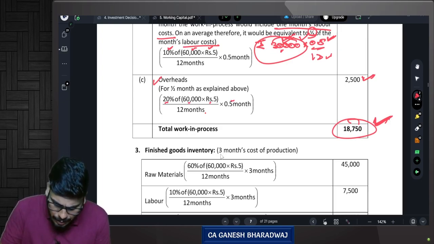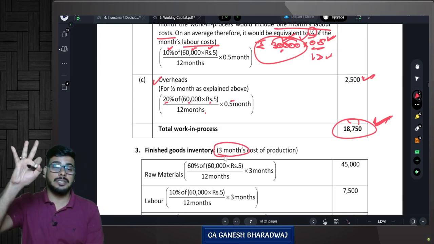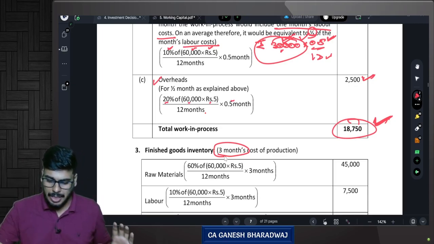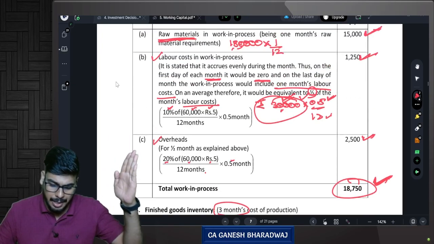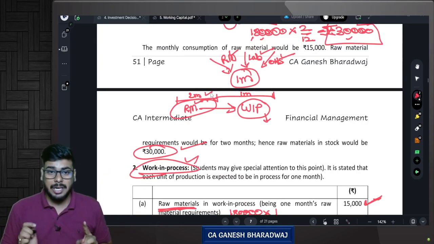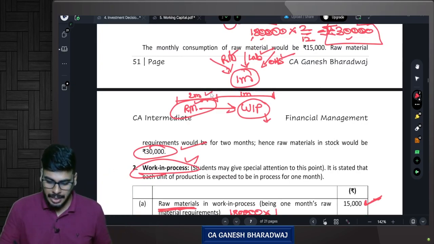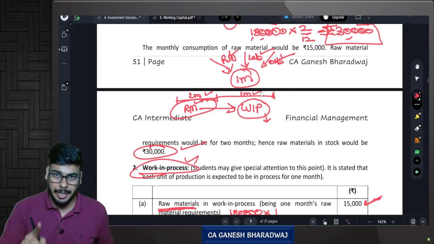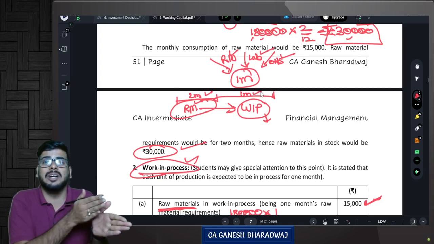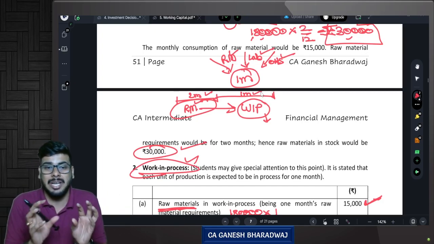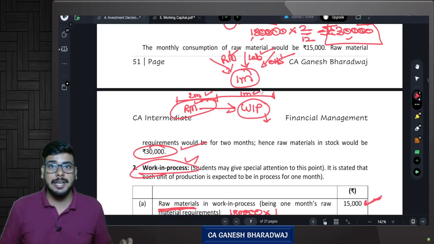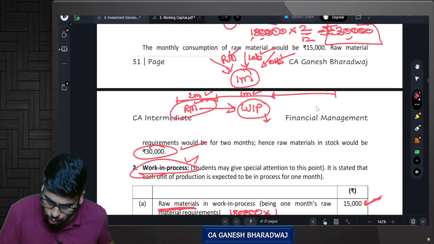They are saying finished goods, three months cost of production. That is, first I had my raw material for how much? First, I had my raw material for 2 months, correct? Here, only raw material cost was blocked, correct? Then for the next 1 month, raw material cost plus labor cost plus overhead cost, but labor and overheads were incurred proportionately, that is, they were incurred evenly. So I took only 50% of labor and overheads, correct? Now, after this 1 month, can I immediately realize cash? No, it will enter into my FG area.